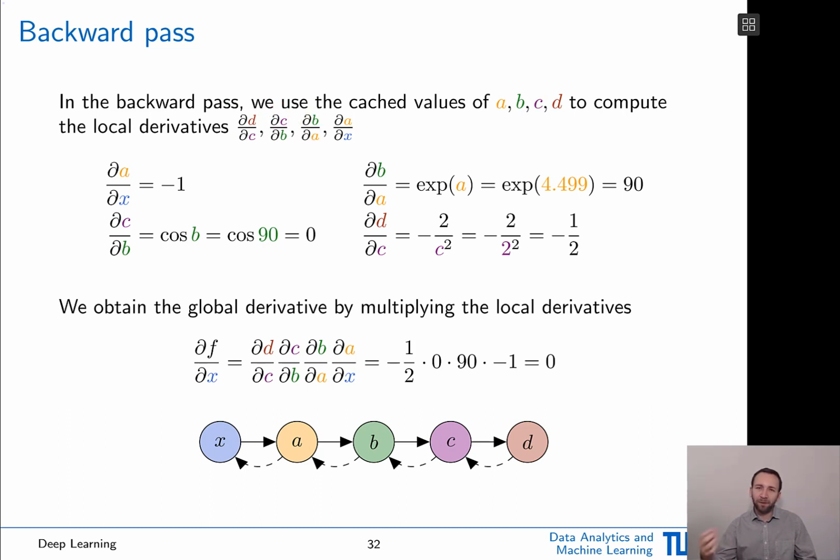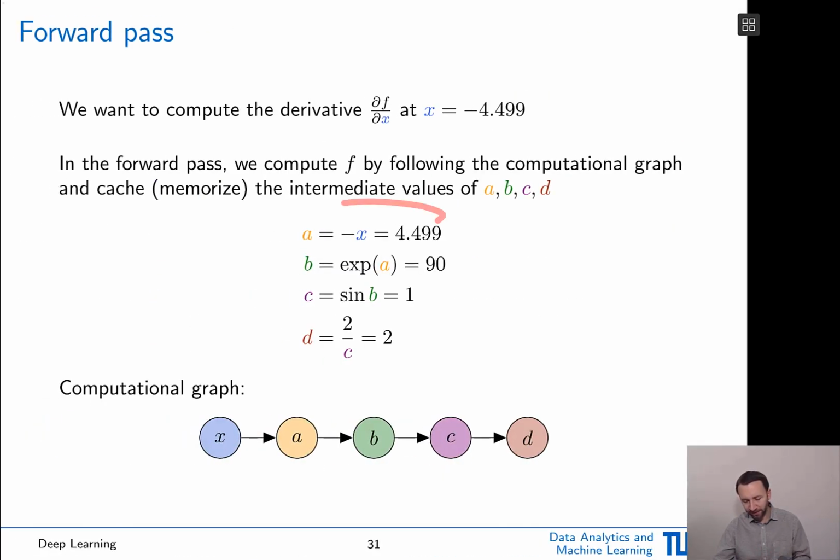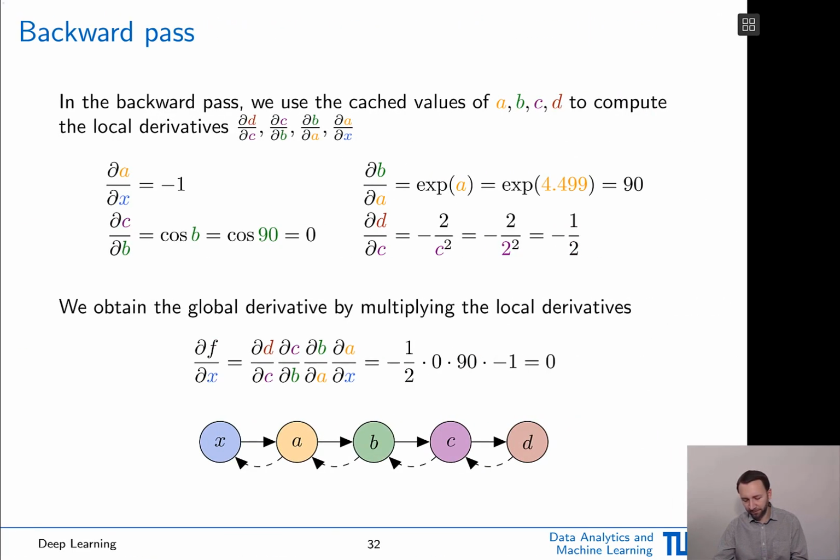And now since we have computed these values, we know all these intermediate values, we can again just plug them in. What do I mean by this? Let's start here: we have seen that the local derivative of the module B with respect to the parameter A was just e to the power of A. This is the local derivative. And now what is A? We just computed it here. So here A is 4.499. We plug it in, we get 90.